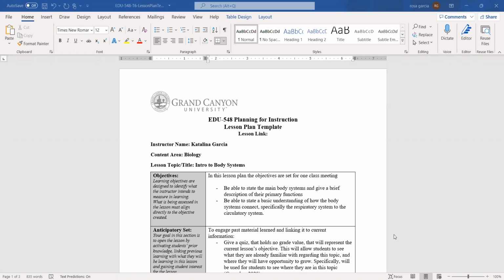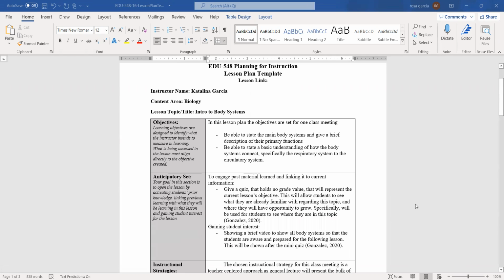So my content area I will be presenting on is biology, and the specific lesson topic that will be taught in a span of one class period will be Intro to Body Systems. So for my objectives in this topic are for students to be able to verbally and through writing state the main body systems, as well as give a brief description of the primary functions for each body system, as well as being able to have a basic understanding of how these body systems connect.